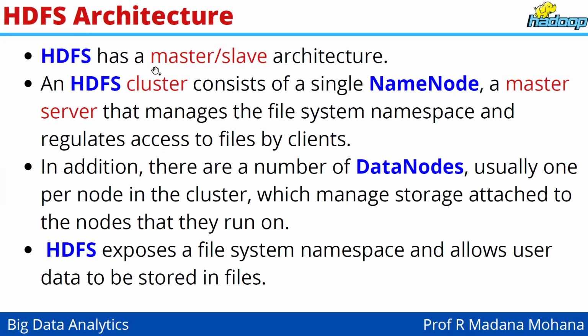So HDFS has a master slave architecture that we discussed in our previous lecture. An HDFS cluster consists of a single name node, which is a master server that manages the file system namespace and regulates access to files by clients. In addition, there are a number of data nodes, usually one per node in the cluster, which manage storage attached to the nodes that they run on.